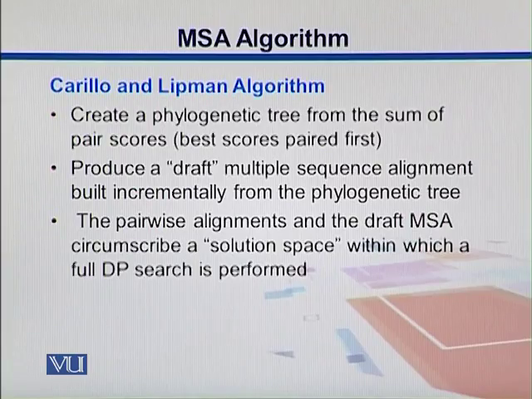So in general this algorithm can be summarized into the following steps. We create a phylogenetic tree from the sum of pairs scores. We do this sum of pairs as we did in the previous example on the last slide, and then we come up with a phylogenetic tree. Then we produce a draft alignment built incrementally from the tree. So we do this sum of pairs scoring, make a tree, and from the tree we get a draft multiple sequence alignment. The pairwise alignments and the draft MSA then circumscribe a solution space within which we can embed or implement a dynamic programming search.